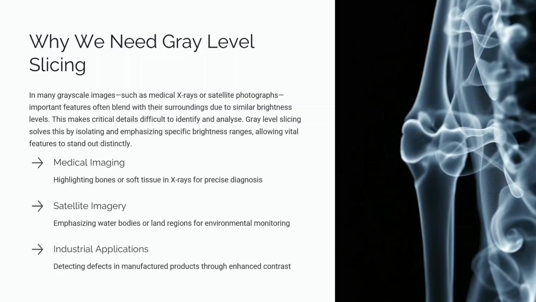It picks a certain range of brightness values and makes them stand out so that the important areas become clearer and more visible. For example, in medical imaging, we can highlight bones or tissues. In satellite imagery, we can focus on water bodies or land areas. In industrial inspection, it can help.